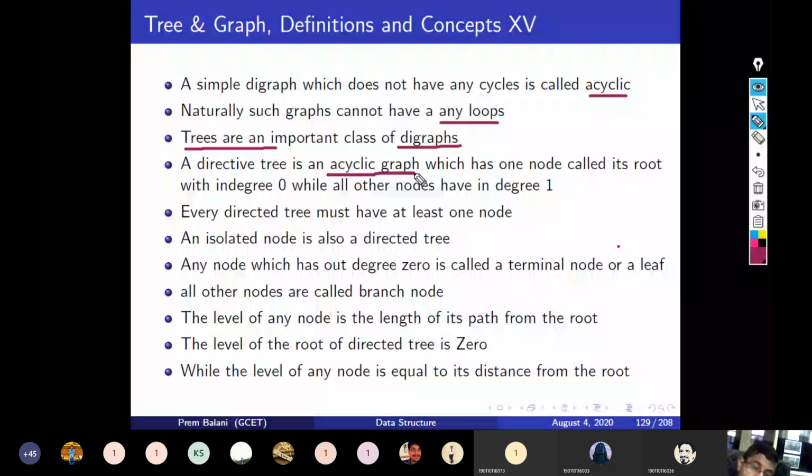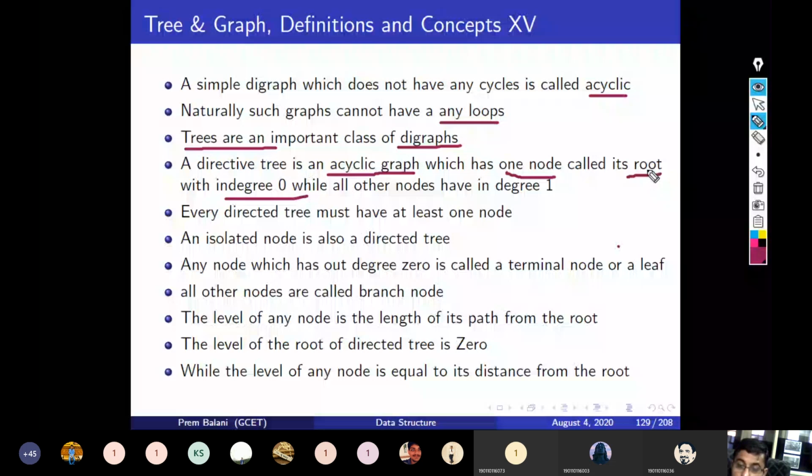So a directed tree is an acyclic digraph which has one node called its root with the in degree 0, right? So only edges are coming out of that node, no edges are going towards that node. So such a node is called the root, right? And all other nodes have an in degree of 1.